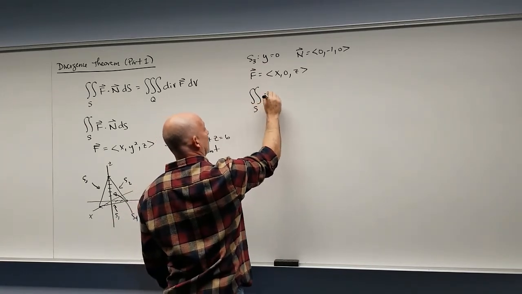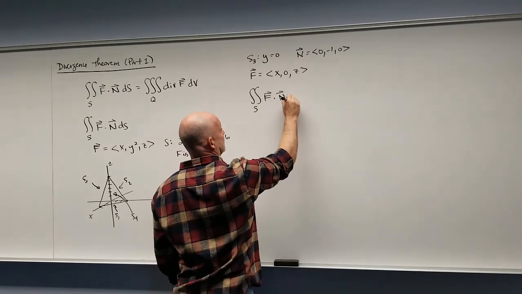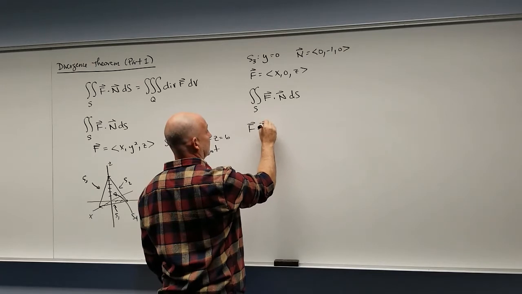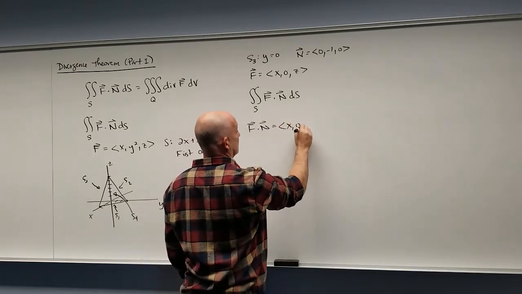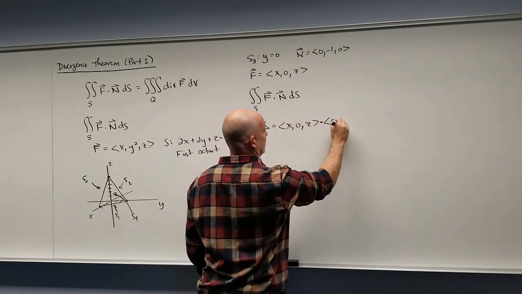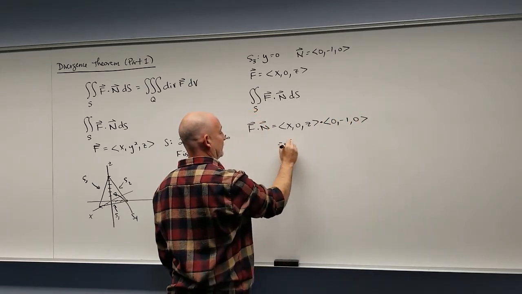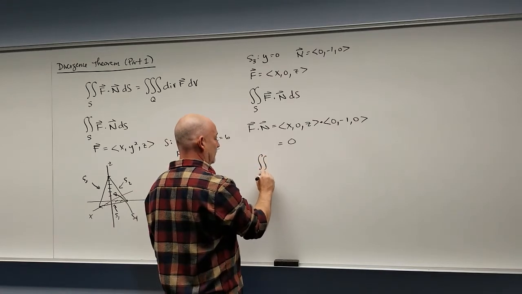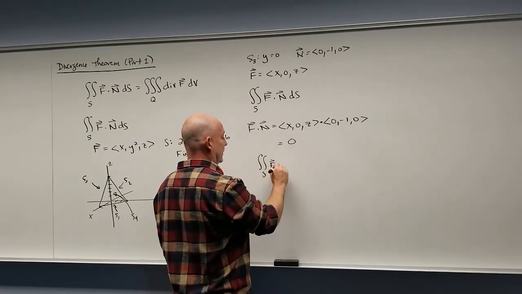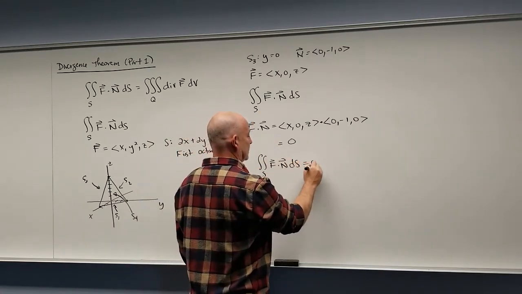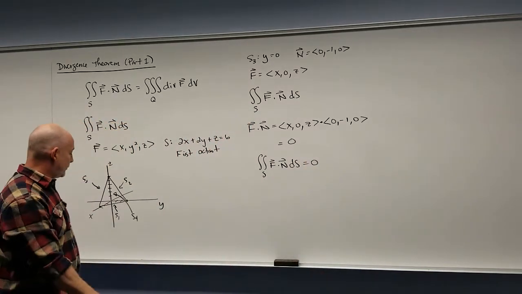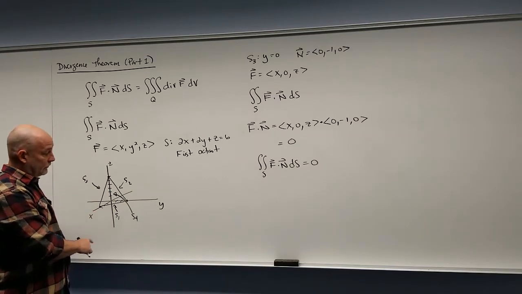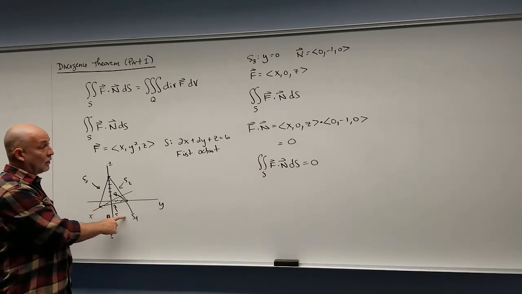When we integrate across the surface of f dot n ds, f dot n is (x, 0, z) dotted with (0, -1, 0), and I'm just going to skip to the chase: of course, 0 again. So our integral over surface 3 is also 0. We've done three flux integrals so far, very simple ones, and we got 0 for all of them. So we need to do the surface integral for surface 4.